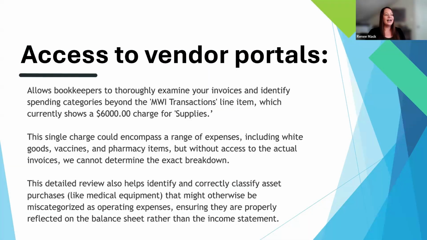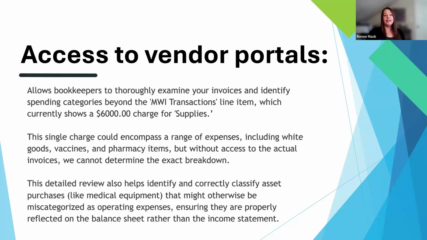Thank you, Melissa. So accessing your vendor portals allows us to pull all of your invoices and break out areas of spending further than what you would see on just one line item. So instead of seeing MWI $6,000 and having no idea what's going into that, we'll break them out into the individual COGS categories that mirror your revenue categories. The charges could have included white goods, vaccines, and pharmacy items, but we won't know unless we break those all out, and we need access to the invoices to be able to do so.